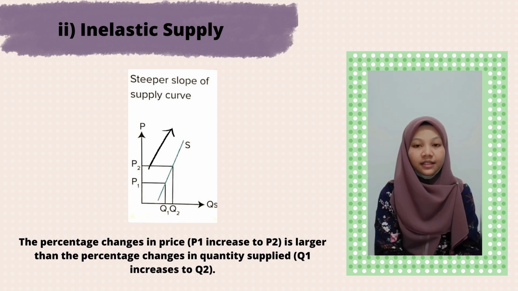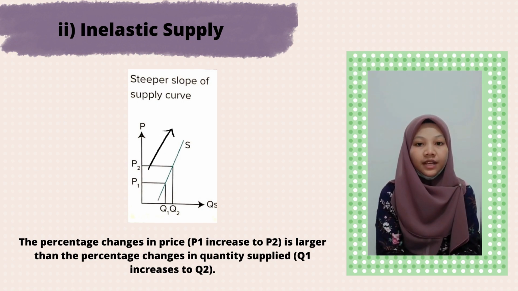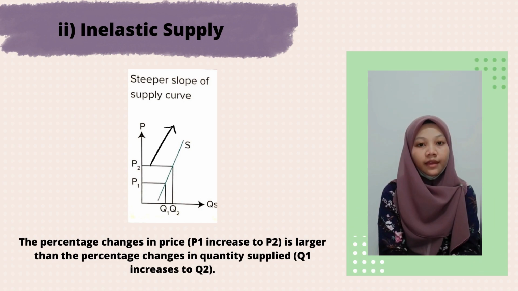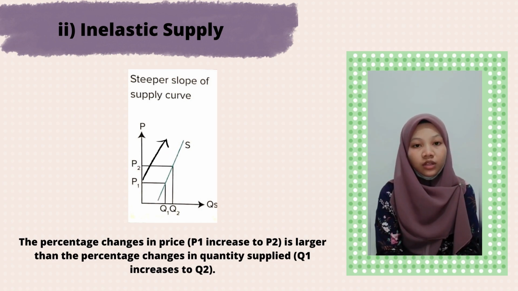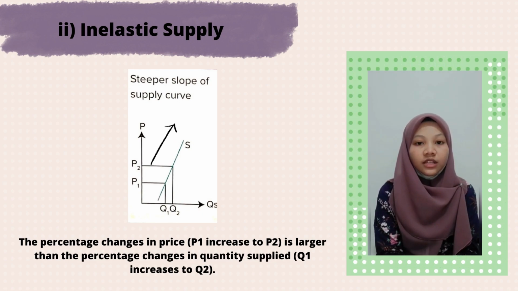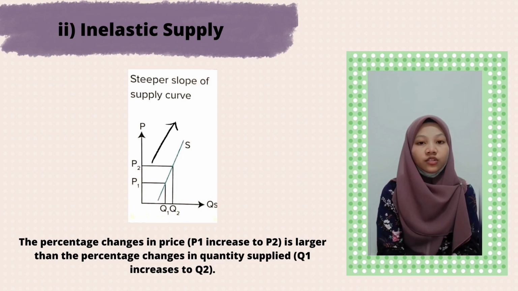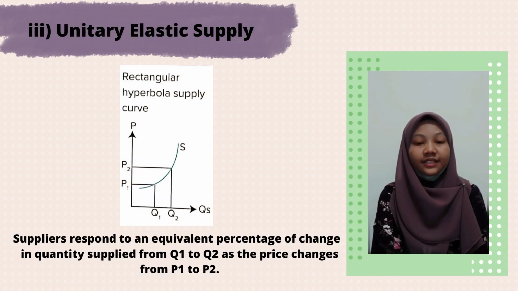Second is inelastic supply. As you can see from the diagram shown, it represents a steeper slope of the supply curve. A change in the price of the goods causes a smaller percentage change in the quantity supplied. The percentage change in the price P1 increasing to P2 is larger than the percentage change in quantity supplied Q1 increasing to Q2.